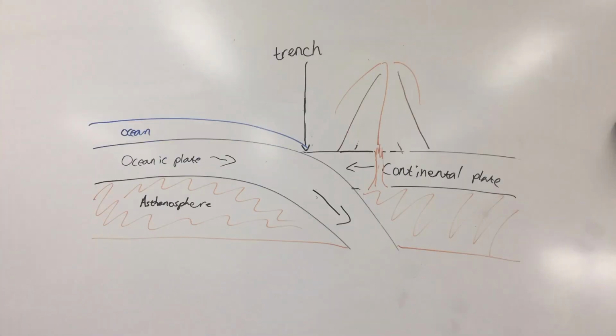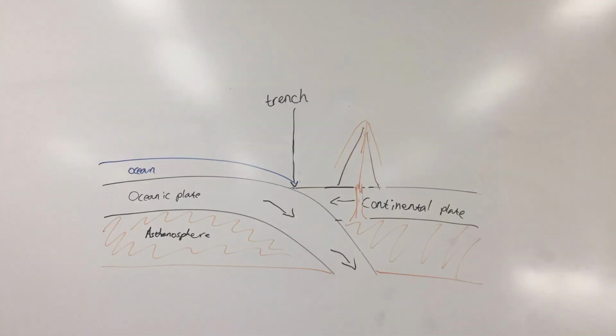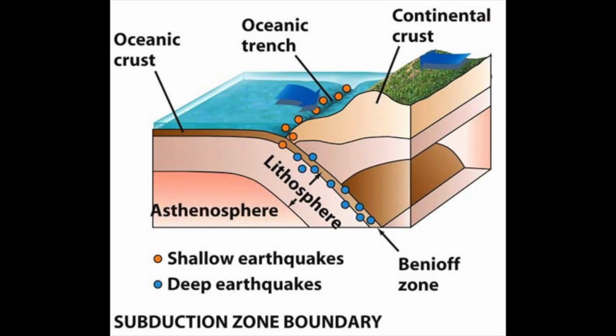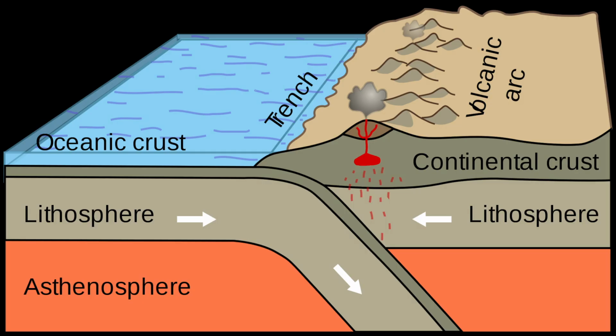Also referred to as destructive, converging plate boundaries occur when an oceanic plate and a continental plate collide. The denser oceanic plate will subduct beneath the less dense continental plate. The oceanic plate will melt in the mantle from the extreme heat of the magma. This process creates gases and enormous pressure.